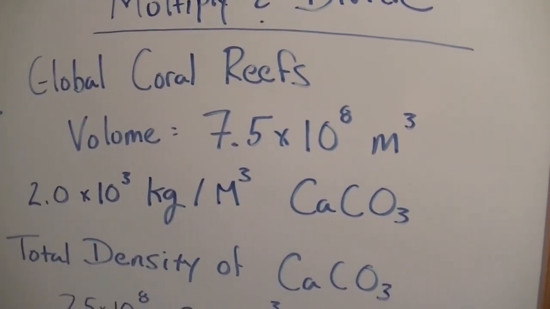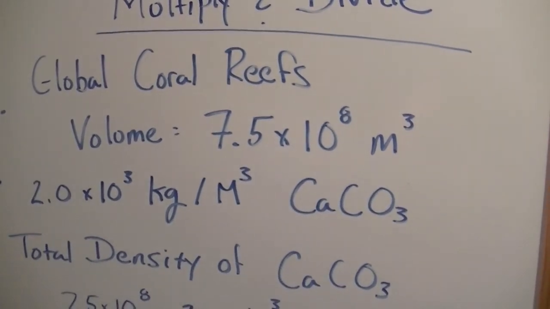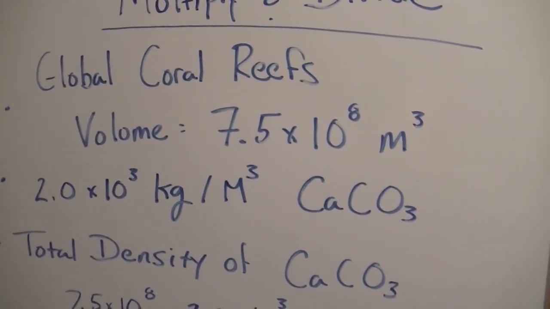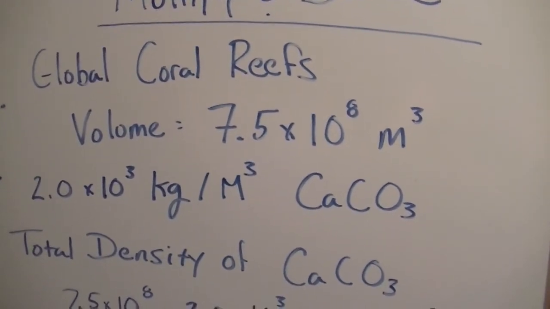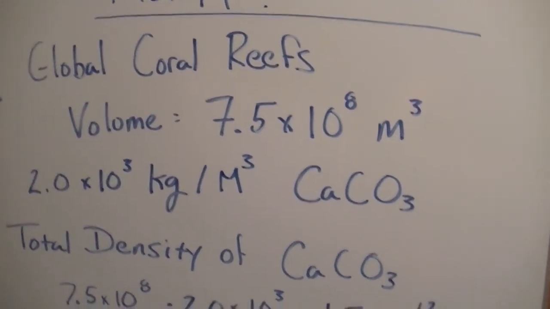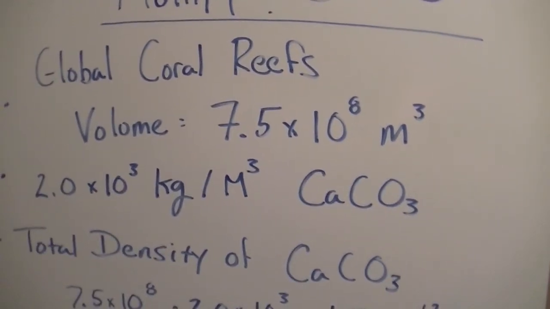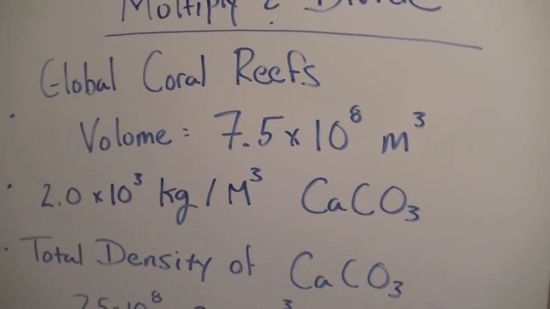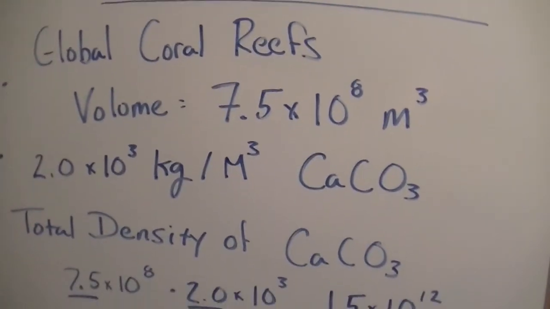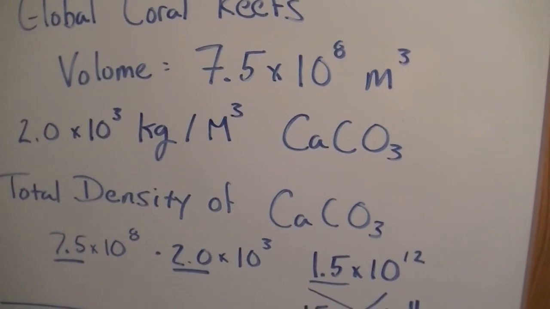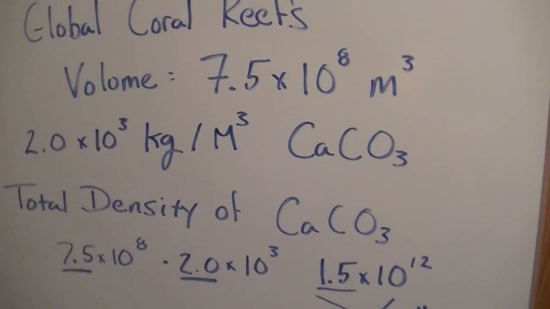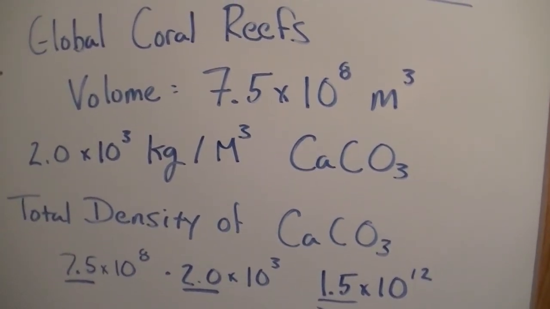So what you have to do is multiply 7.5 times 10 to the 8th times 2.0 times 10 to the third. Now you could convert those numbers to whole numbers, 7.5 followed by all those zeros times 2000, and then you end up with this really big cumbersome equation. Or you could just take 7.5 times 10 to the 8th times 2.0 times 10 to the third, which gives you 1.5 times 10 to the 12th.